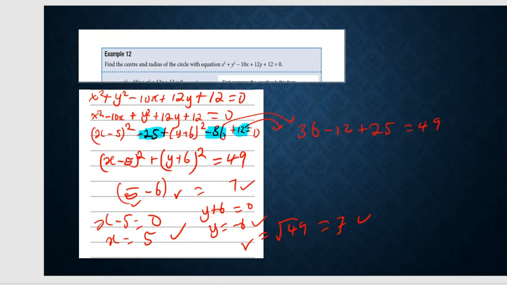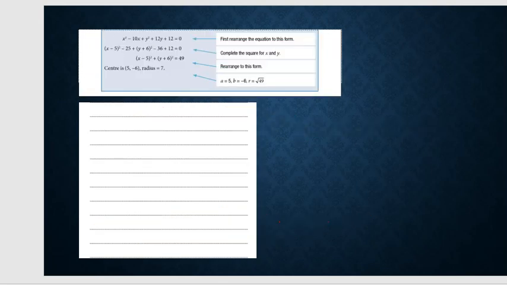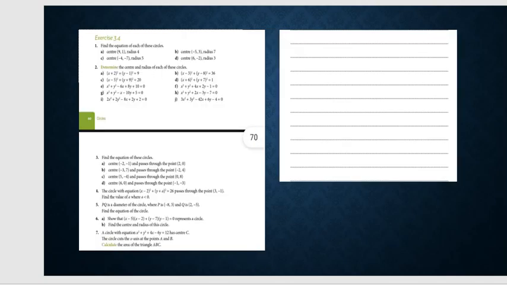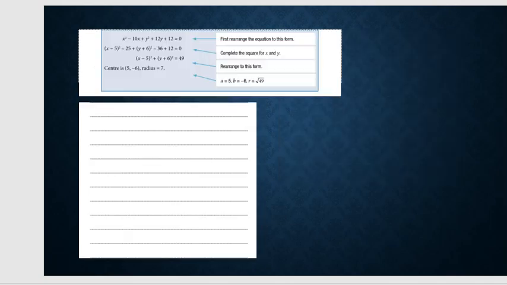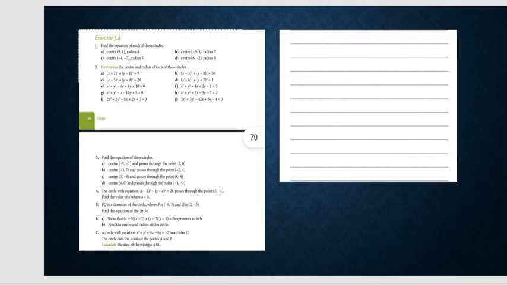Let's look at the next problem. Here you have exercises. I've included the solutions, a clearer sample of question number 12 that we just solved. You can look at it and see that the value for a is 5, the value for b is negative 6, and r is simply root 49, which gives you 7. So try to attempt these exercises as we proceed to the next subtopic.